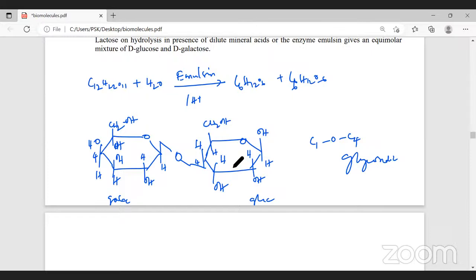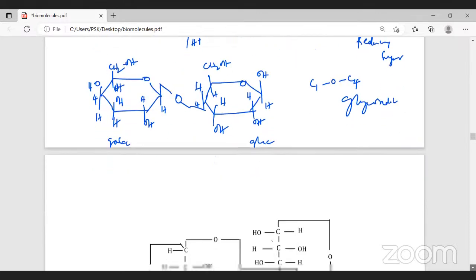This is also an example of a reducing sugar. Lactose is also a reducing sugar. It reduces Tollens' reagent and Fehling's solution because it breaks and free aldehyde groups are released at carbon 1. Therefore, it is a reducing sugar.